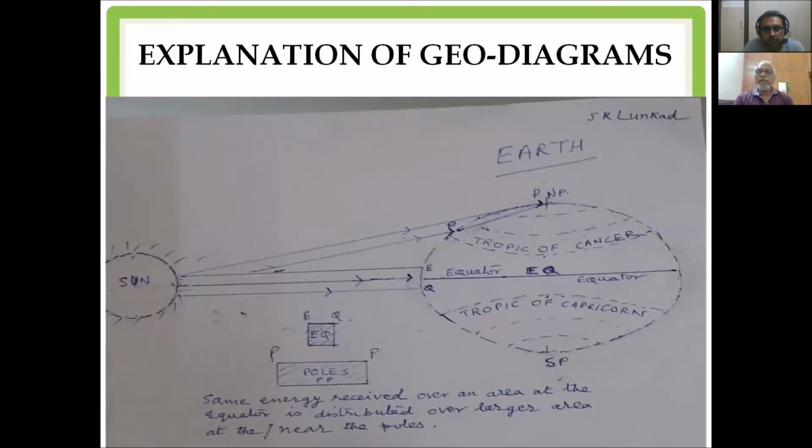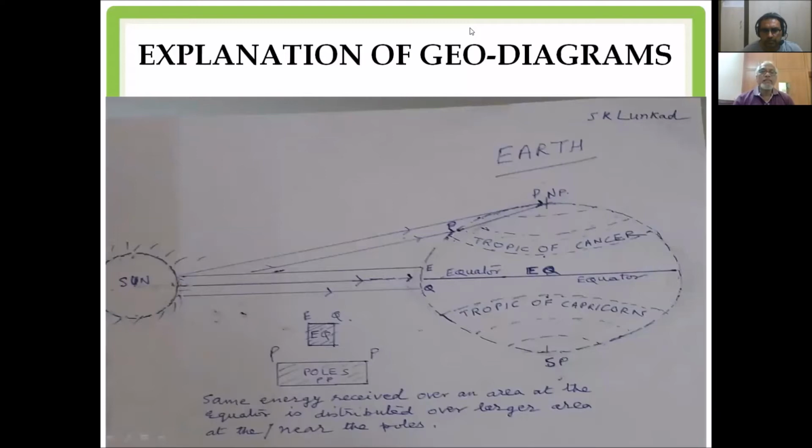Hello, good morning, everybody. Here is the diagram. I have made a freehand sketch to explain why Earth's equatorial areas are hot or warm and why Earth's polar areas are cold. This is because of the shape of the Earth, which is an oblate spheroid. That means flattened at the top and bulged at the equator.